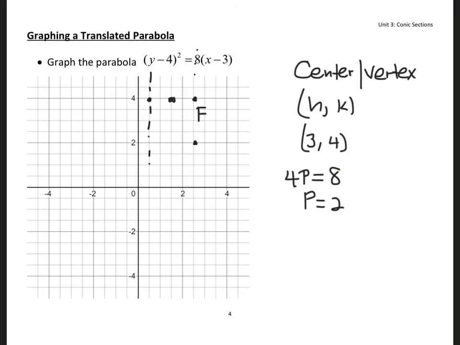So, and my graph is squeezed over here. So remember, 4p is 8. So this is my center, which is 3, 4. Okay, and then the other one, I count 1, 2, 3, 4. So that's how the graph is going to look like.